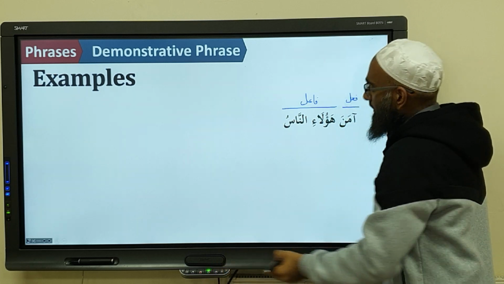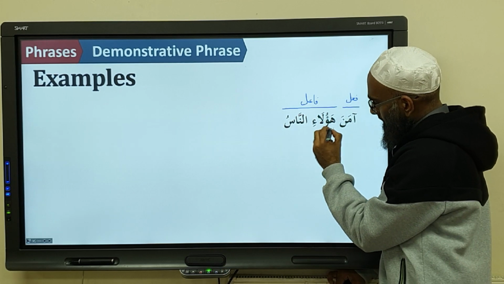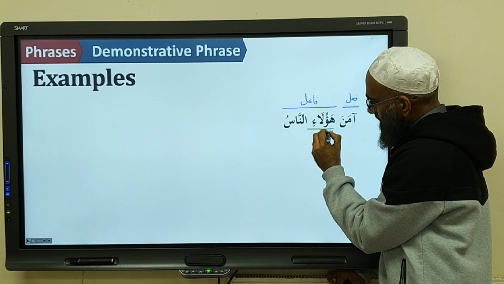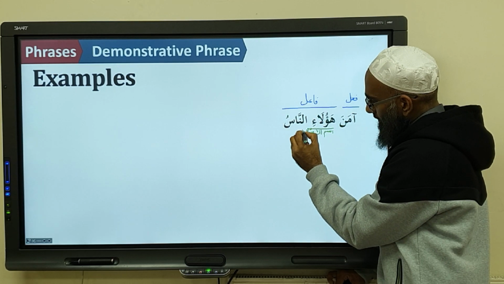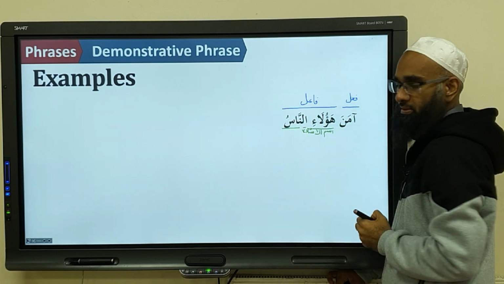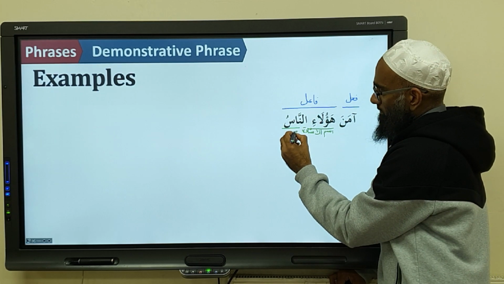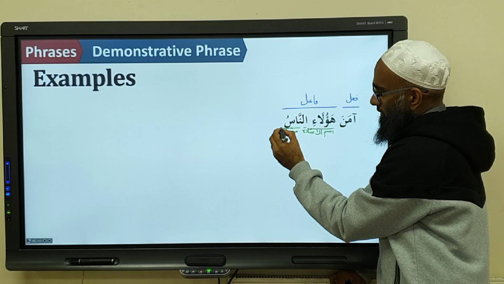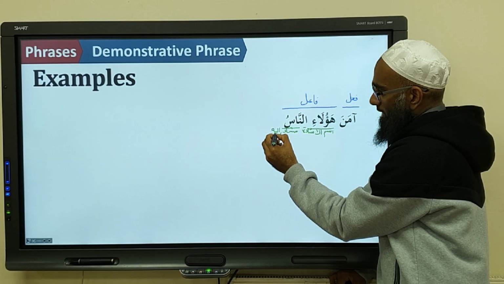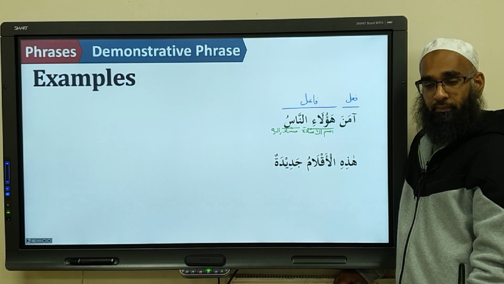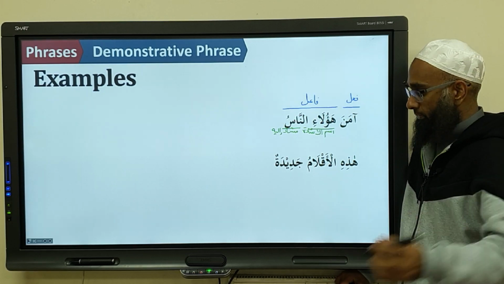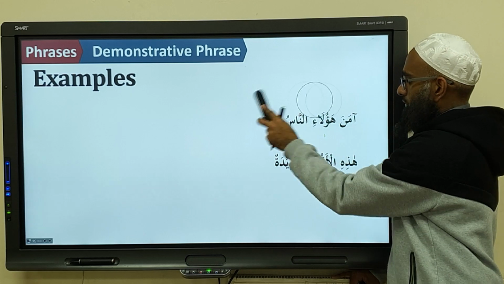So you have to break it down. And what do you make ha'ula'i? It is the ismul ishara. And an-nas becomes the musharun ilayhi. You got it? Next one. Your turn.